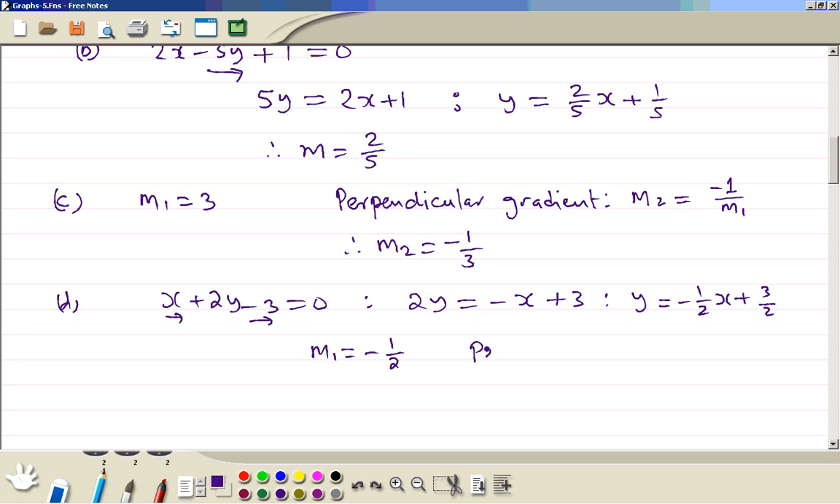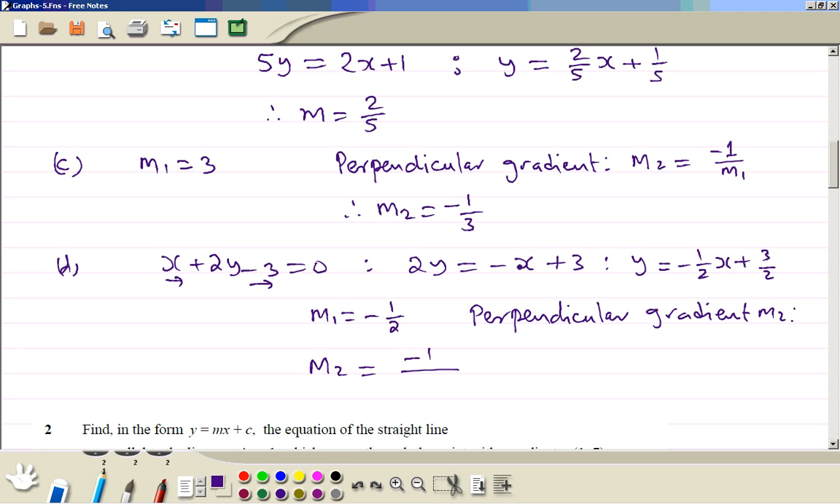So the required gradient m2 is equal to minus 1 divided by m1. So you have to divide by minus half, and this is equal to 2.